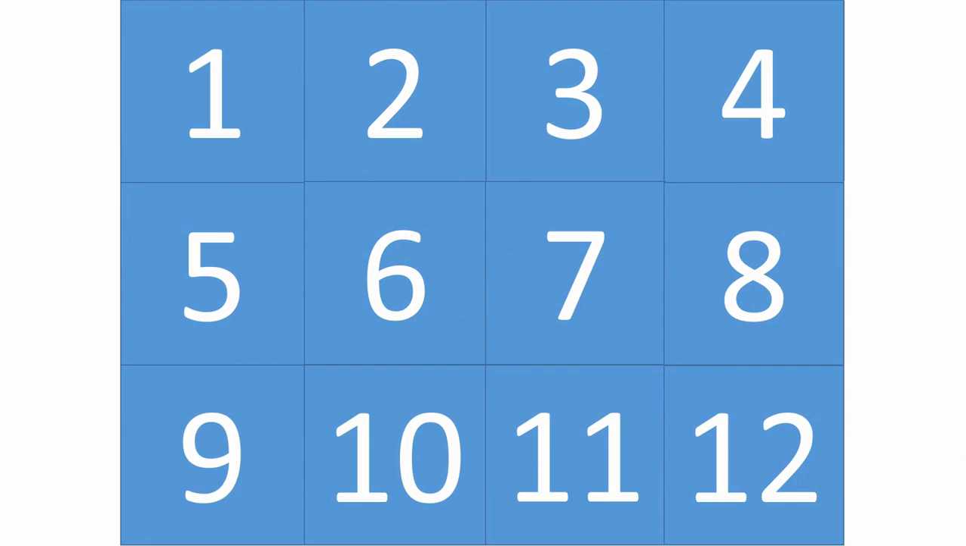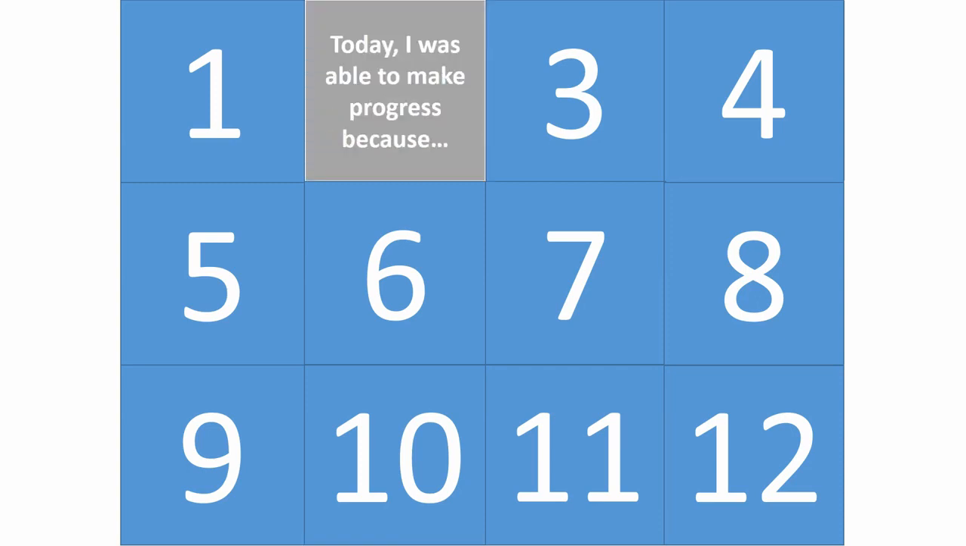At the end of a tutorial, I like to check your understanding, how well you do, and my lucky number today is number 2. So we're going to look at what number 2 says. It says, today I was able to make progress because, so that's your sentence stem. Please feel free to complete that sentence. How well do you do today?